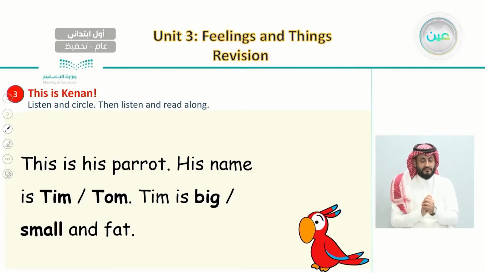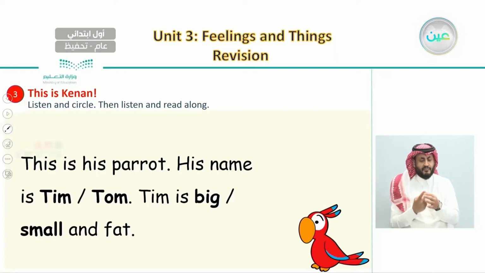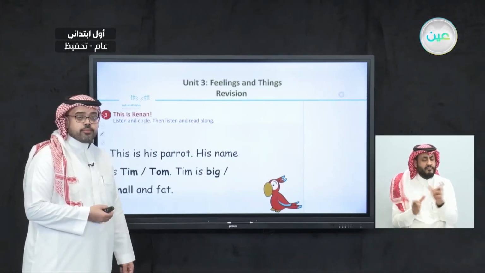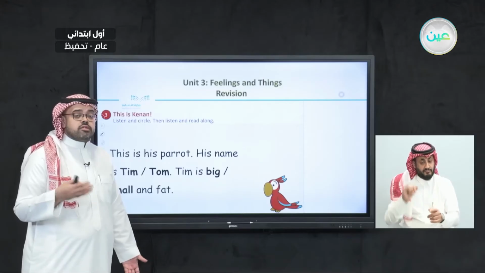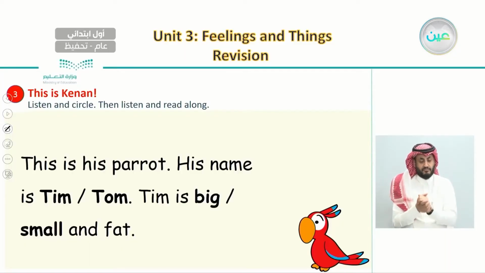Very well. So let's start with the first choices here. Did we say his name is Tim or his name is Tom? The answer is his name is Tim. So here we go, we circle the word Tim.